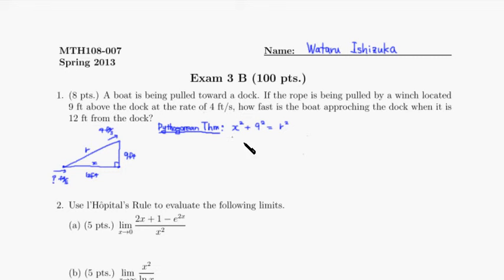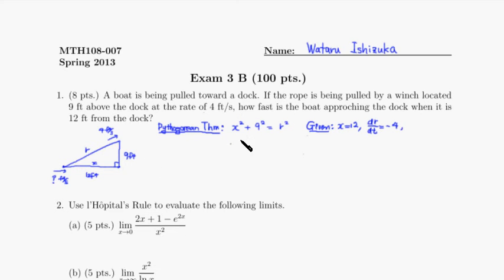And then look at the givens. So what are the givens? Right, so there are some given quantities. For example, at this point x is 12, so you have x equals 12, right? Then since the rope is pulled in at the rate of 4 feet per second, the rate of change of the length of the rope with respect to time would be -4, right? Because the length of the rope is decreasing.